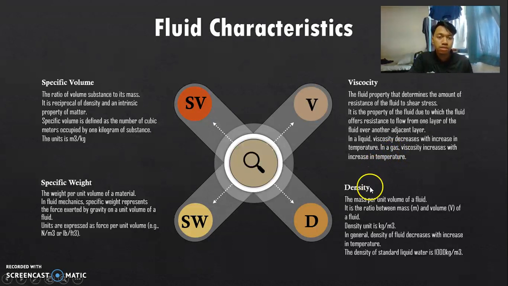The last one is density, the mass per unit volume of a fluid. It is the ratio between mass and volume of the fluid. Density unit is kilogram per meter cube. In general, density of fluid decreases with increase in temperature. The density of standard liquid water is 1000 kilogram per meter cube.